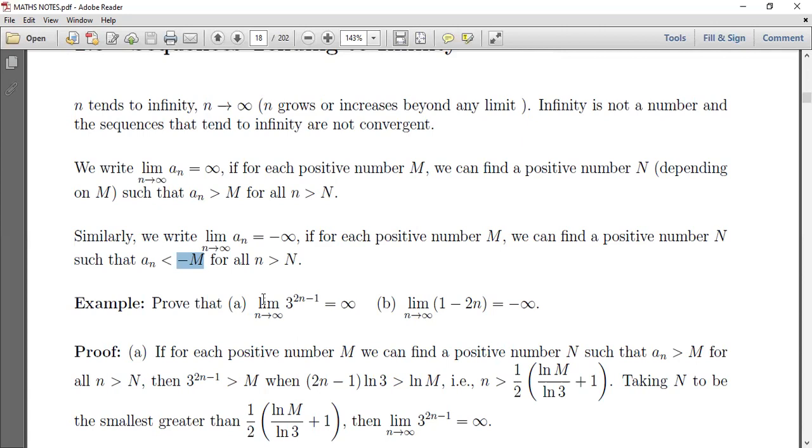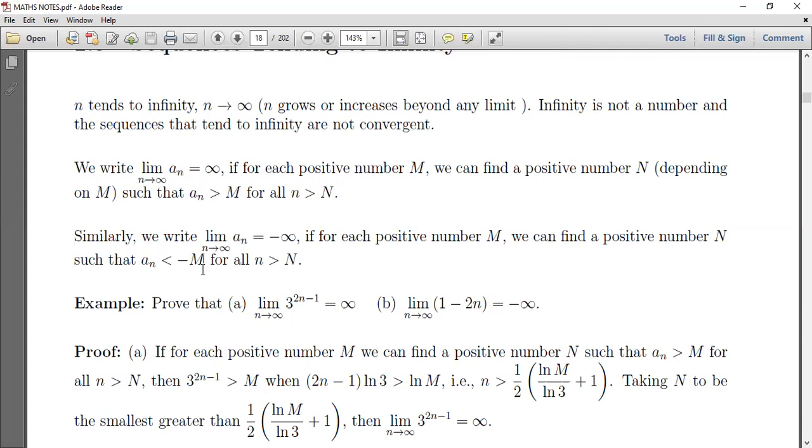Compare a10 and a11. Can I say that the limit as n approaches infinity of a_n is infinity? a10 is less than a11, a11 is less than a12, a12 is less than a13. So we are saying that a_n is always greater than M, a certain number.